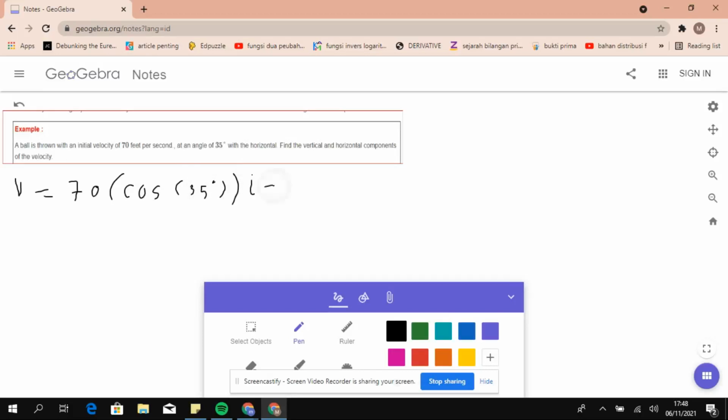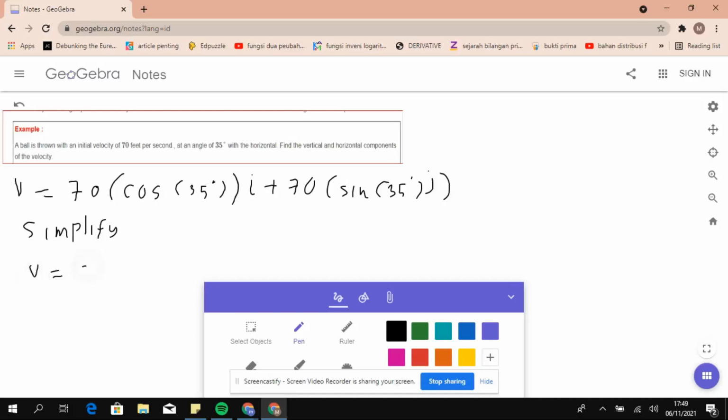In vector, horizontal is defined by i, and plus 70 for the vertical one, 70 times sine 35 degrees j, because again we are representing it in vectors. So now the next direction is that we are going to simplify the scalars. Why do we simplify? Because we want to find the components, to make it easier for us, because if it is in this form it will be hard.